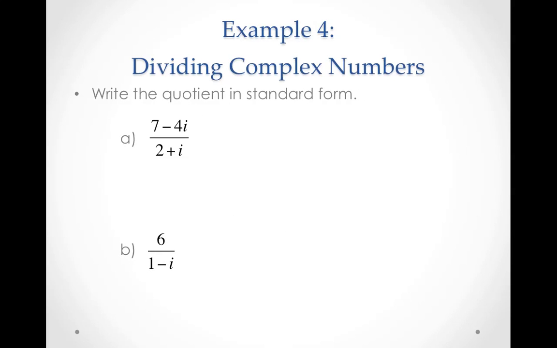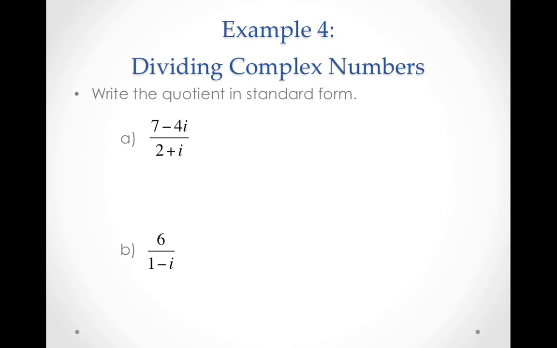Now, what about dividing complex numbers? We've looked at adding, subtracting, and multiplying, but we also want to be able to divide. And oftentimes division is shown in a fraction form. So in part A, we're looking at the division of 7 minus 4i by 2 plus i. The key to this is to change the complex number in the denominator into just a real number.